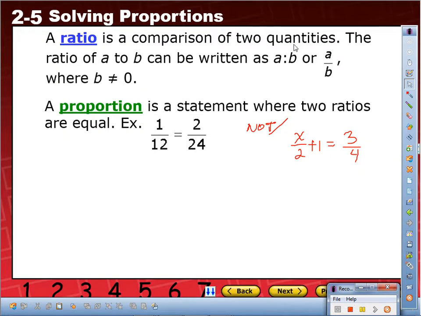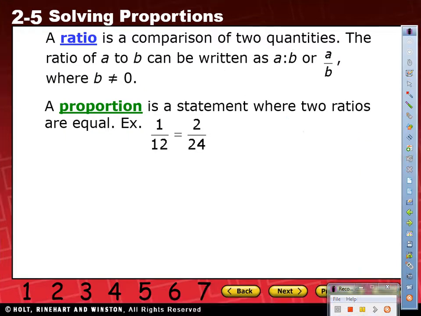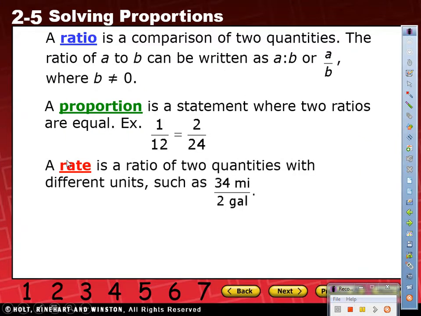So we know what a ratio is. We know what a proportion is. A rate. A rate is a ratio. Look, a ratio is a fraction. Isn't this a fraction? Yes. However, a rate is a special type of ratio where the two quantities are different units. Look at this one. This one is miles and gallons. You see how it's two different things?